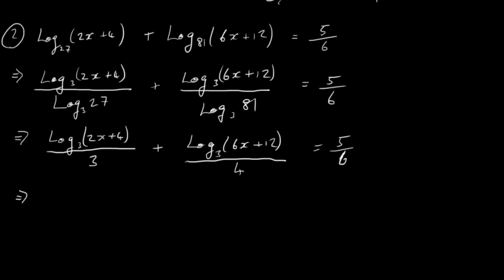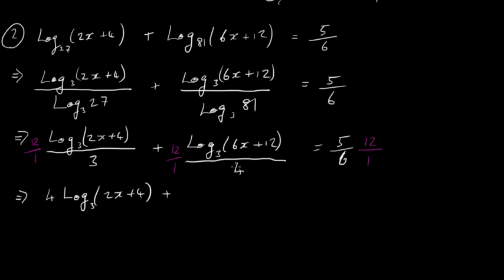So I'm going to take this fraction here and I'm going to multiply by 12 over 1. This fraction here I'm going to multiply by 12 over 1. And this fraction here I'm going to multiply by 12 over 1. So what happens if I do that? Well, this 3 will divide into this 12 4 times. So I end up with 4 times log 2x plus 4, and again to the base 3.